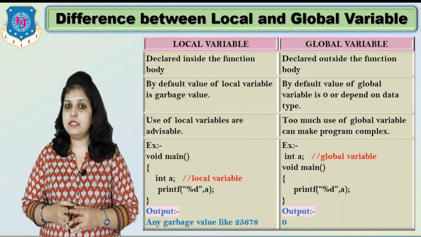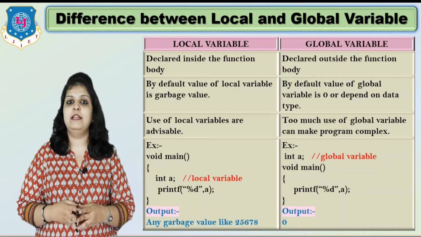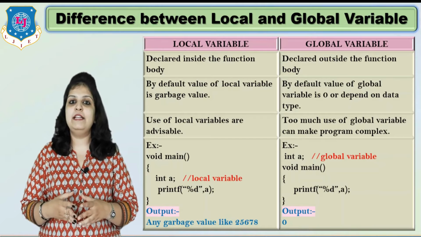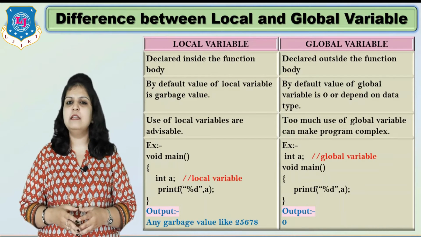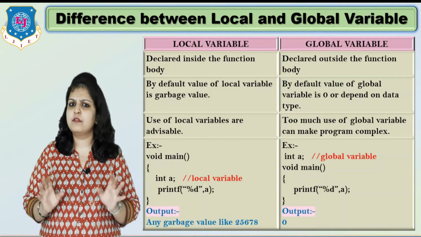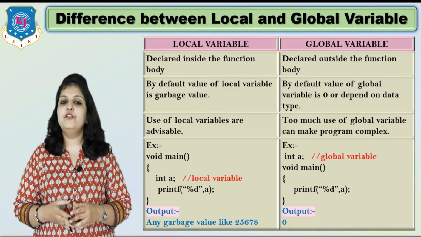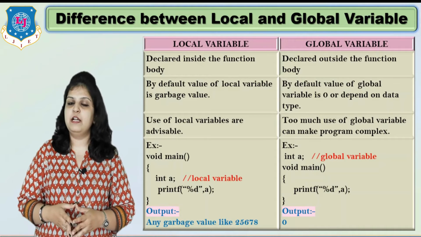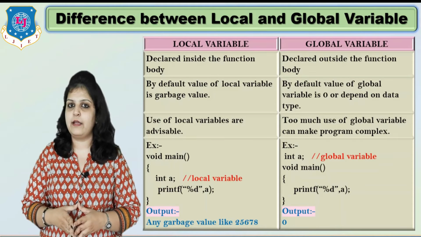Now the second difference is when we don't assign a value to a local variable, then the default value of our local variable is a garbage value. It means it will print any type of value; that is called a garbage value. And the default value of our global variable is 0, or we can say it depends on the data type.